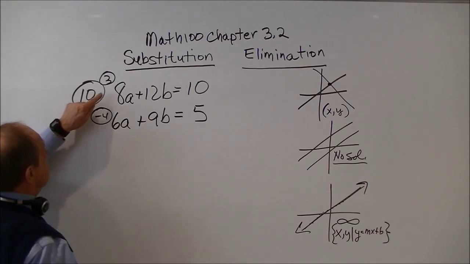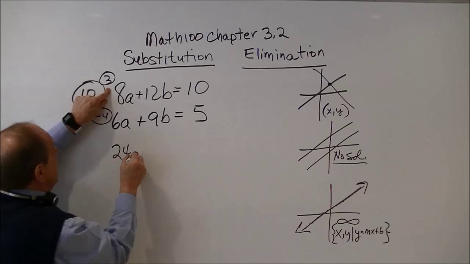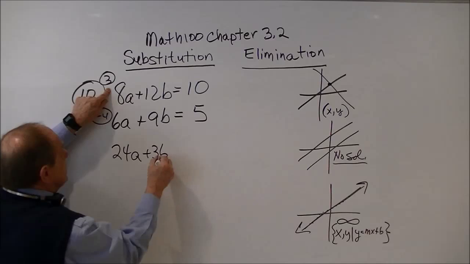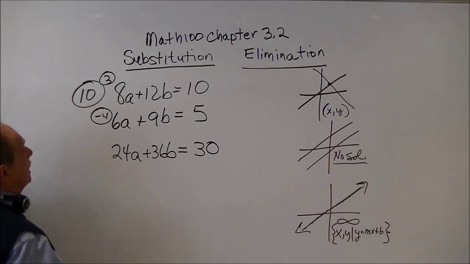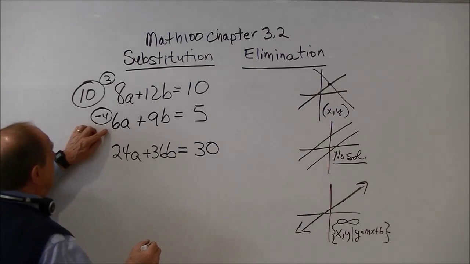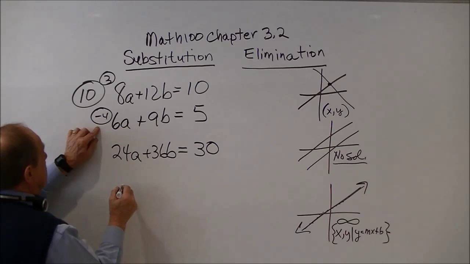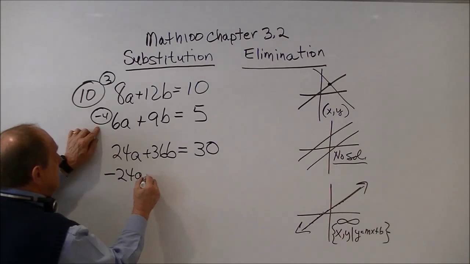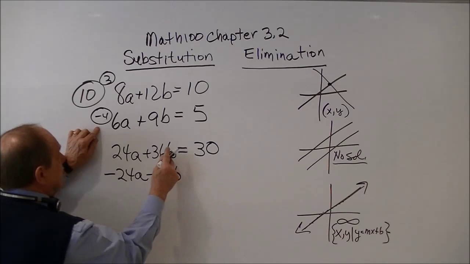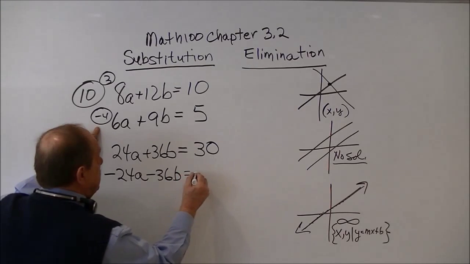So let's do that. So 3 times 8a is going to be 24a plus 36b equals 30. Now, in this one, we're going to multiply it by a negative 4. This is going to be a negative 24a. Oh, something interesting is happening here. This is a negative 36b. And this is going to be a negative 20.